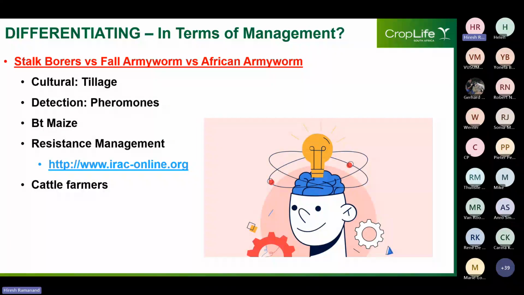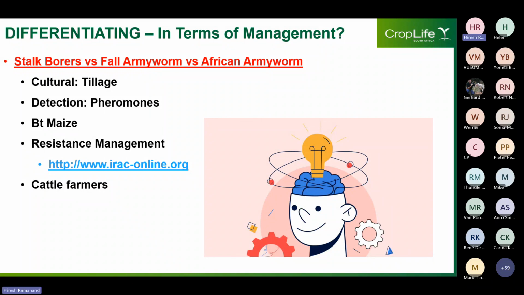While Bt maize varieties are an option for farmers when it comes to stalk borers, this is not an option for fall armyworm, given the fact that there is no formal registration to date. Until the Bt maize varieties are officially registered against fall armyworm in South Africa under the relevant acts, agricultural extension officers or any other advisors in the industry are not allowed to recommend the use of Bt maize for protection against fall armyworm.